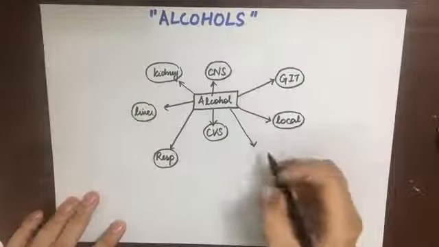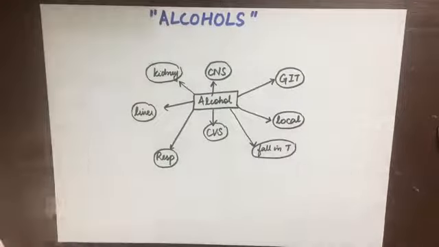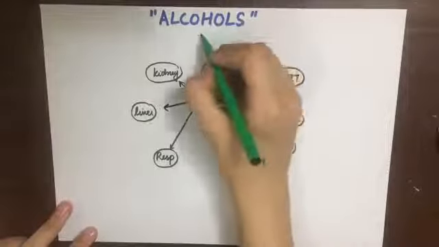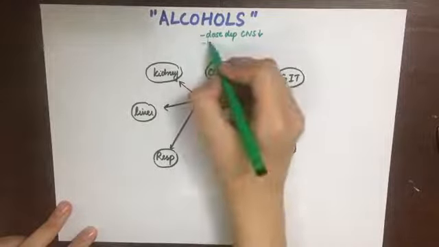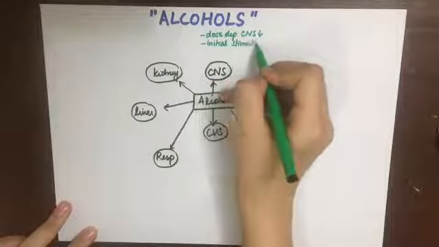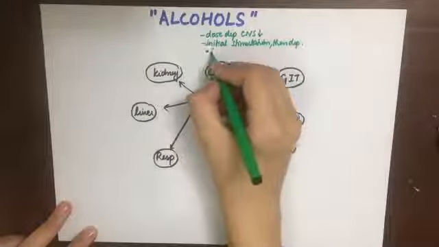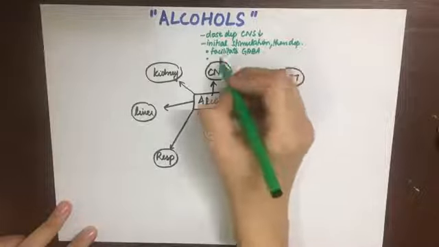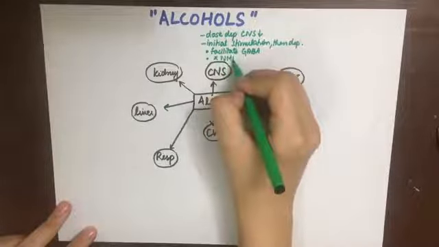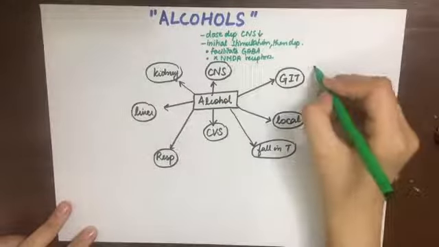Firstly, on the CNS, it causes dose-dependent CNS depression. It causes stimulation initially and then later depression. The stimulation is because we don't know if it is inhibiting an inhibitory neuron that can lead to excitation. It has a facilitatory action on GABA A receptors, leading to depression. It inhibits glutamate action on NMDA receptors, which are basically excitatory receptors, thus leading to depression.